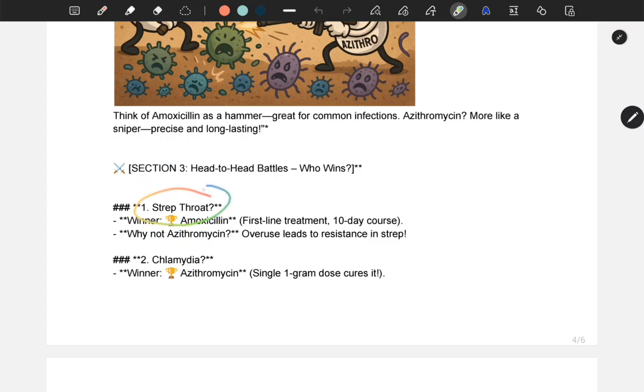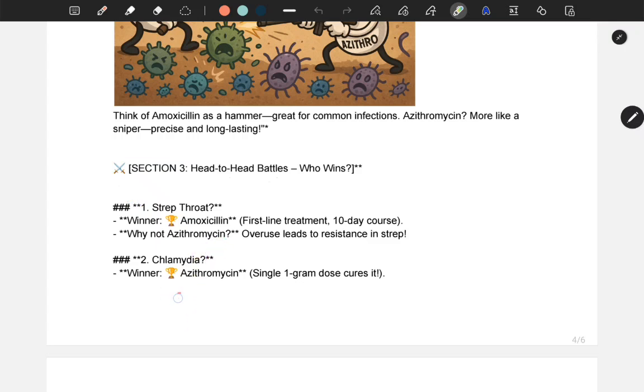If you have strep throat, people generally use amoxicillin because mostly strep throat is caused by streptococcus bacteria. So amoxicillin is very good, and this is a first line treatment. A short course, 7 to 10 days maximum. Why not azithromycin? As you can see, overuse can lead to resistance in streptococcus. Amoxicillin is very good in streptococcus, so you don't prescribe azithromycin.